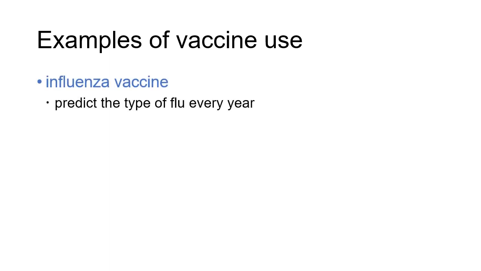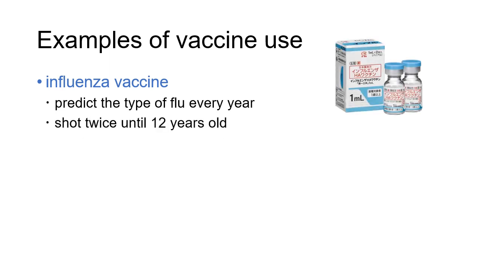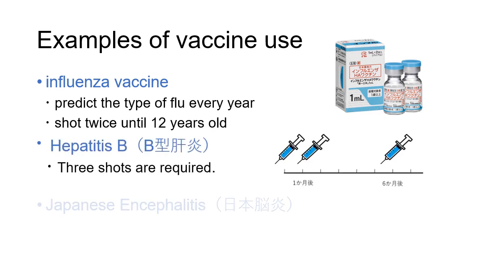People 13 years of age and older are usually vaccinated once, but those under 13 years of age are not innately immune, so a second dose is given approximately 4 weeks later. The influenza vaccine is not covered by insurance in Japan. Other examples are the hepatitis B vaccine and the Japanese encephalitis vaccine. The hepatitis B vaccine needs 3 shots.